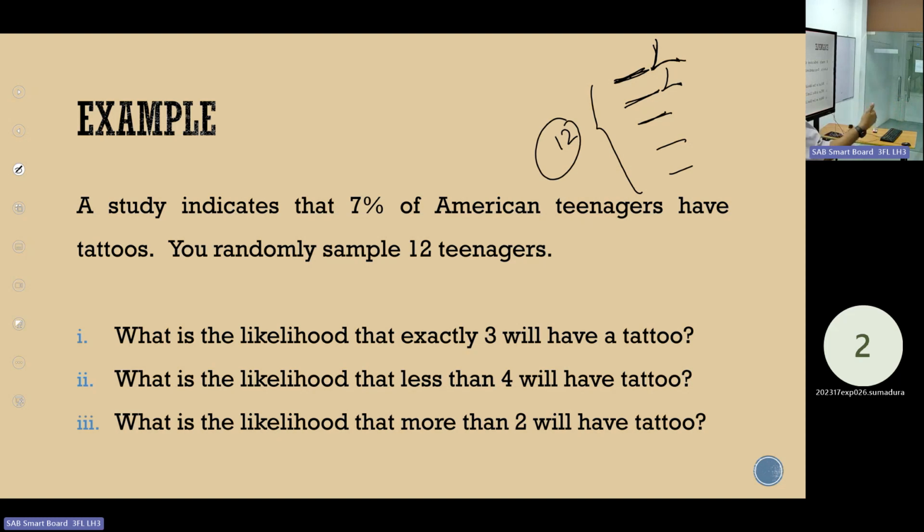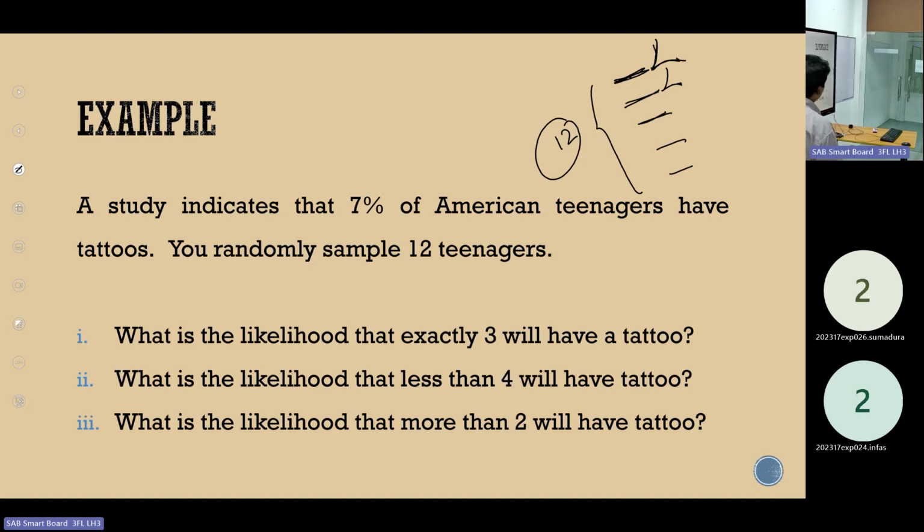Now the variable should be defined as the total number of successes. If you look at the questions: what is the likelihood that exactly 3 will have a tattoo, less than 4 will have a tattoo, more than 2 will have a tattoo. To answer these questions, how should we define the variable, so that the third condition, the total number of successes, is also satisfied? You just tell me: in what way can we define it so we can answer these questions and that third condition is satisfied?